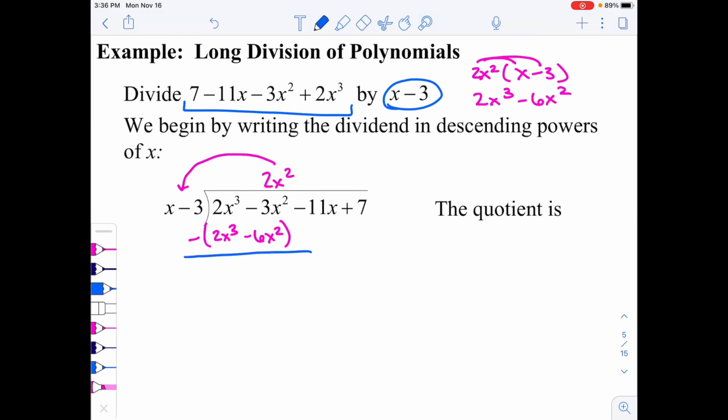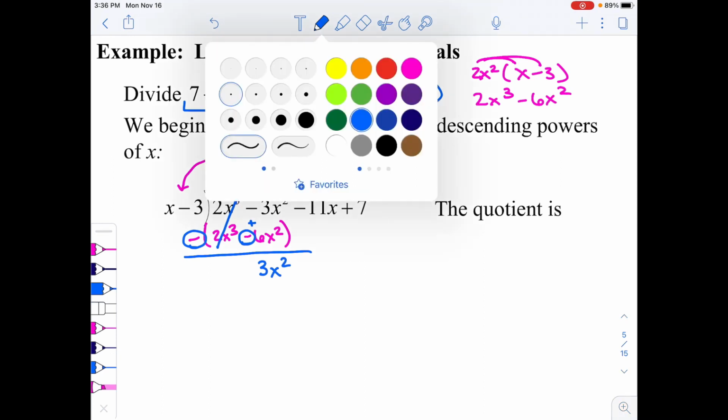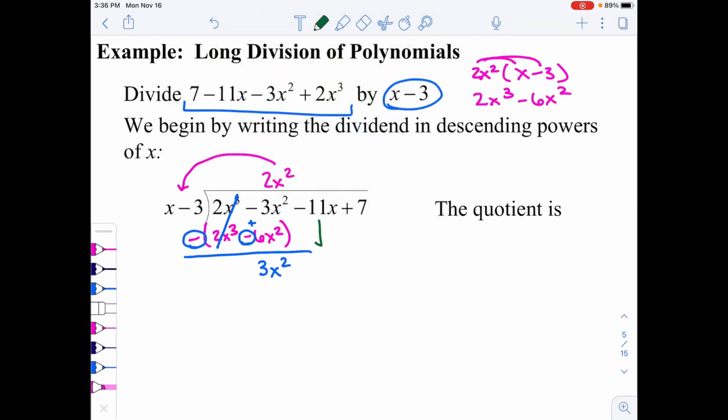So if I'm subtracting that, I did that on purpose in parentheses, so that way I remember to subtract the pieces. If we have a 2x to the third minus a 2x to the third, those are going to cancel. If I have a negative 3x squared minus a negative, what happens if I subtract a negative? That means I'm really going to add 6x to the second. So minus 3x squared with a plus 6x squared is going to leave us with a positive 3x squared. And now I need my next piece to bring down. So I'm going to bring down this minus 11x.